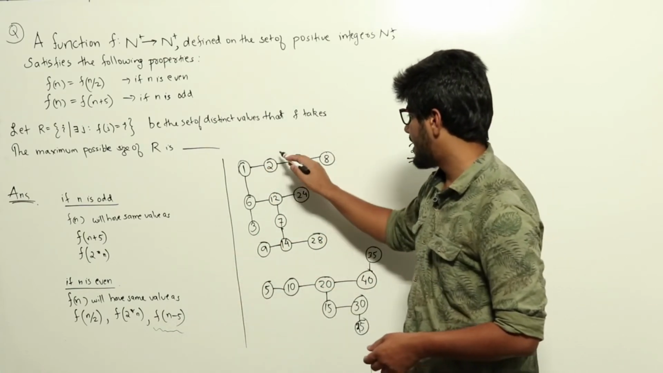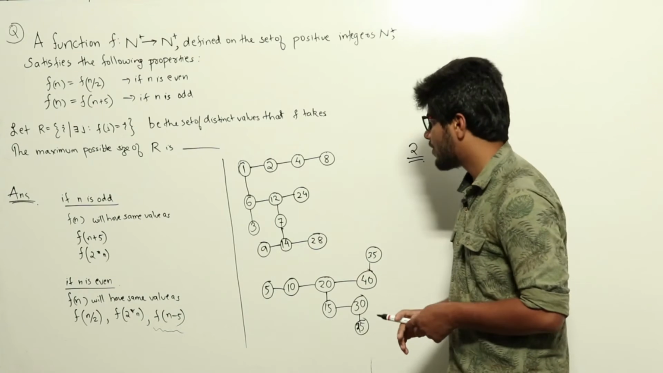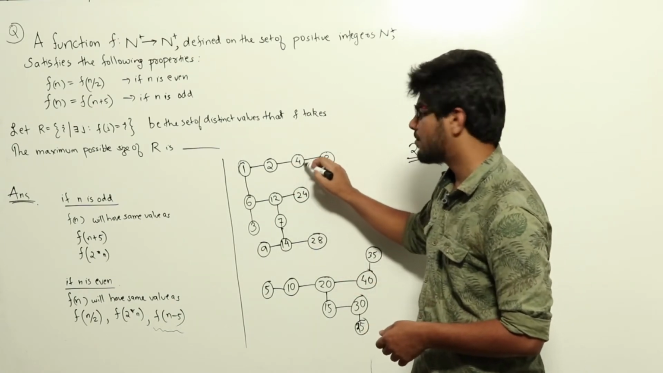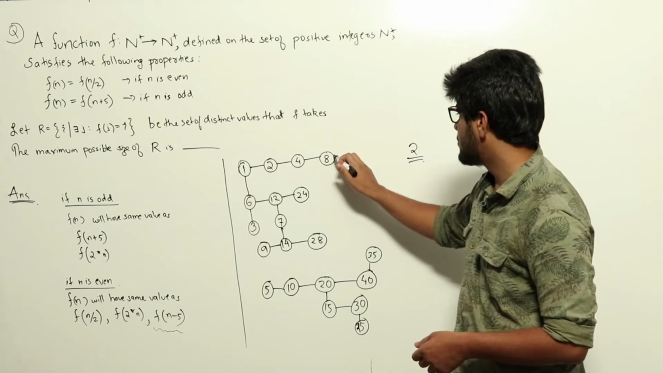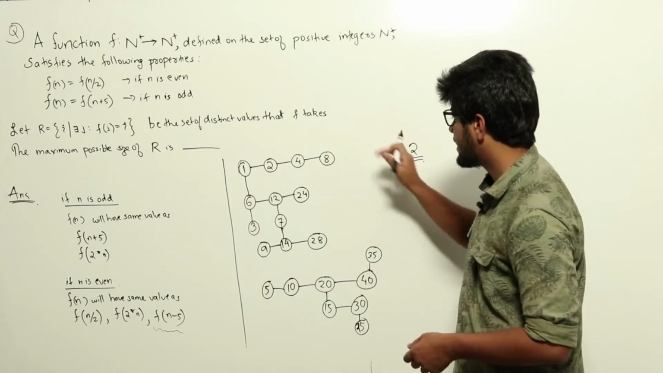So f of 2 will be having the same value as f of 2n, right? So it will have the same value as f of 4. Now if you take a look at this 4, you will see that f of 4 will have the same value as f of 8. Similarly, I can keep on drawing it by multiplying it by 2, keep on drawing it like that here.